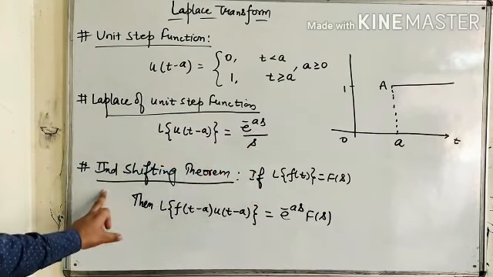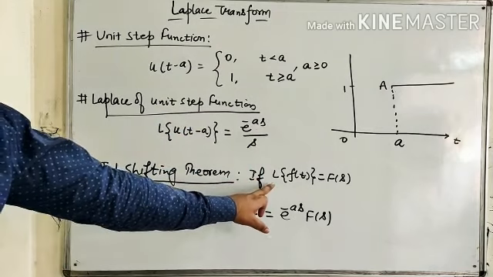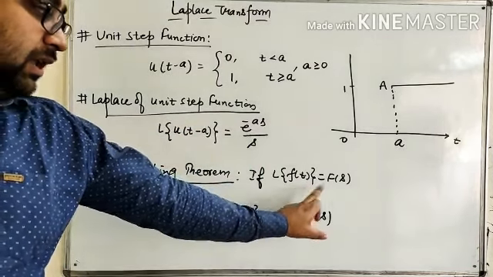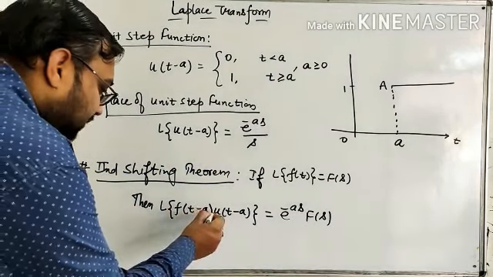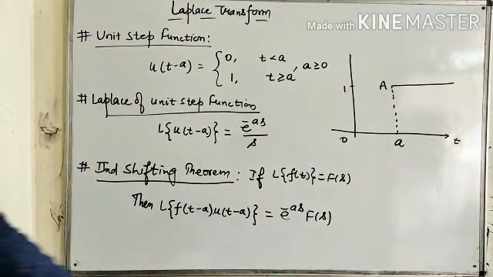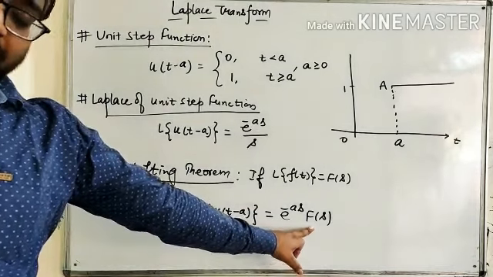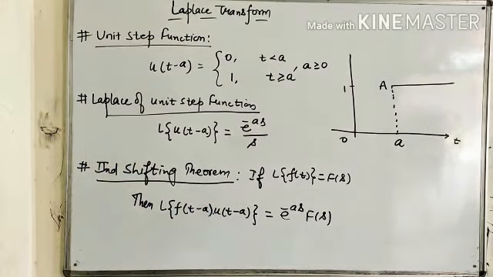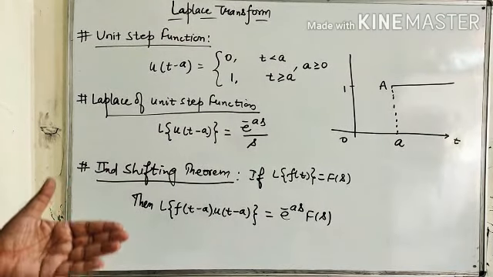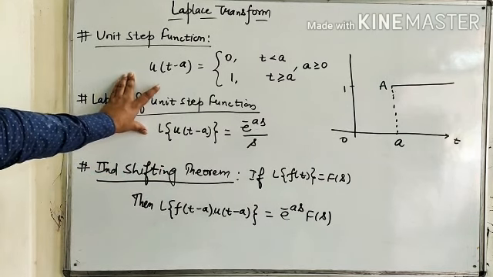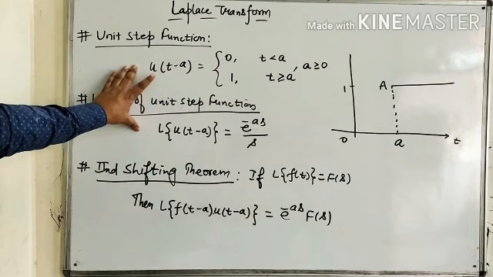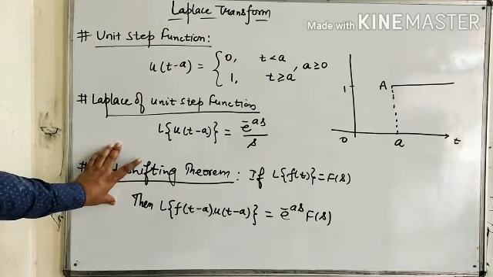upon s. The second shifting theorem based on this is: if the Laplace transformation of f(t) is equal to F(s), then the Laplace transformation of f(t minus a) u(t minus a) equals e raised to power minus as F(s). Now we are moving on to some examples based on this phenomenon. In this, either the problem is in the form of a unit step or we have to make the problem into the form of a unit step, and after that we can apply the second shifting theorem.